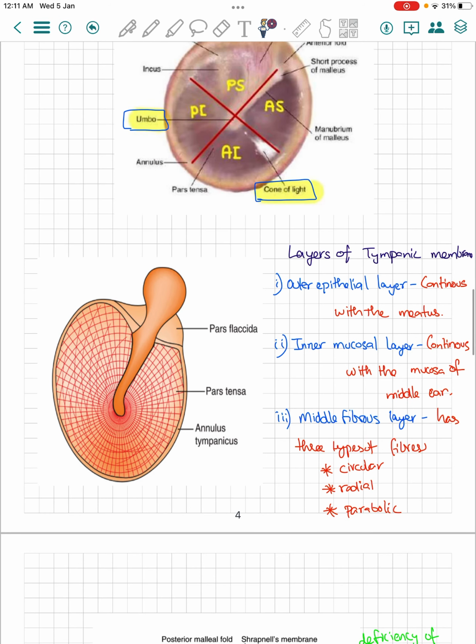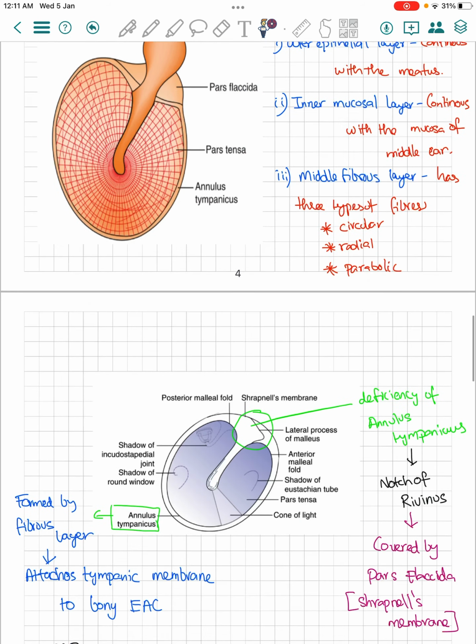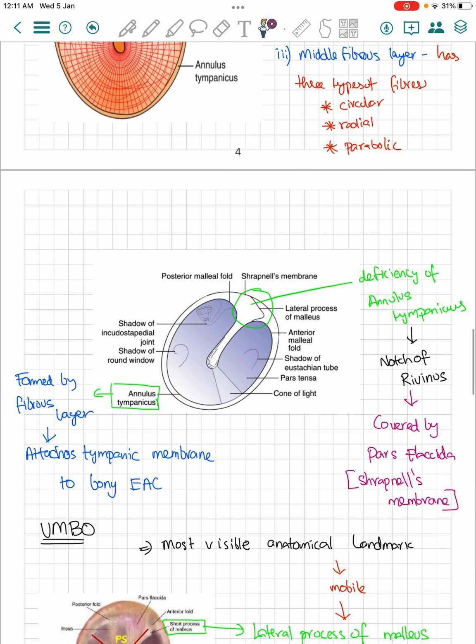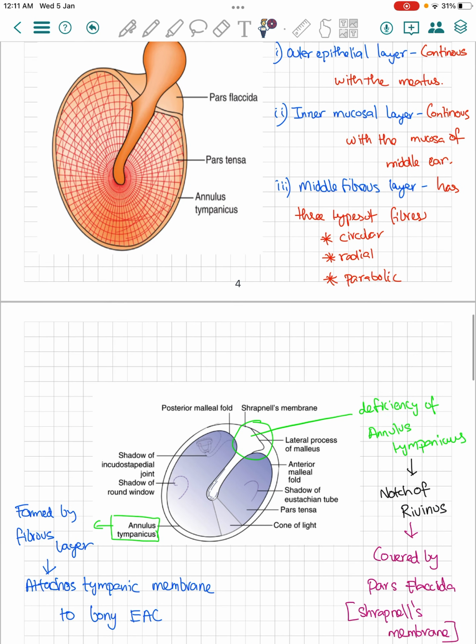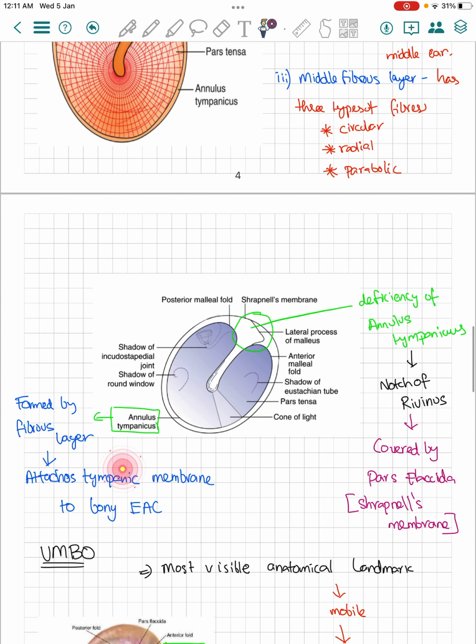It has three types of fibers: circular, radial and parabolic. See, circular fibers, radial fibers radiating outwards, and there will be parabolic fibers guys. Okay, then you need to know about the annulus tympanicus. It is formed by the fibrous layer, and it attaches the tympanic membrane to the meatus or acoustic canal.